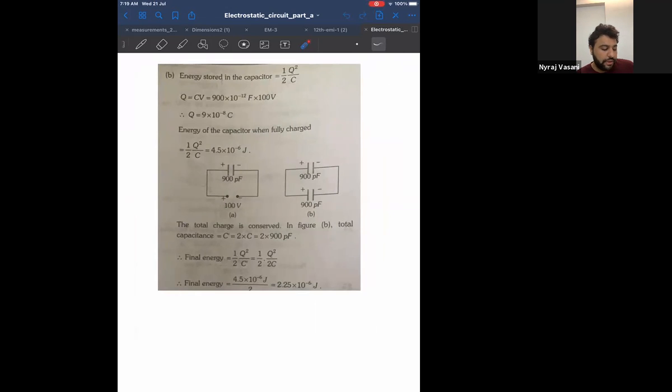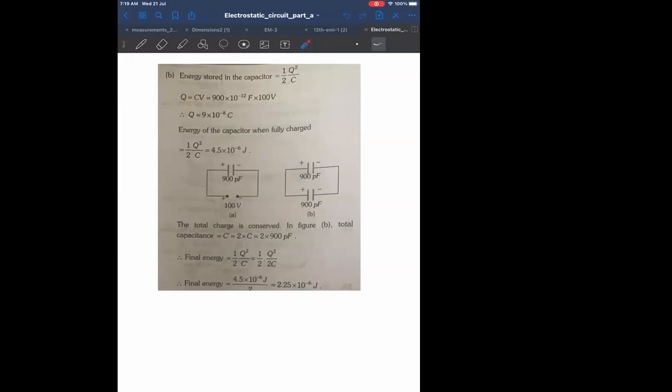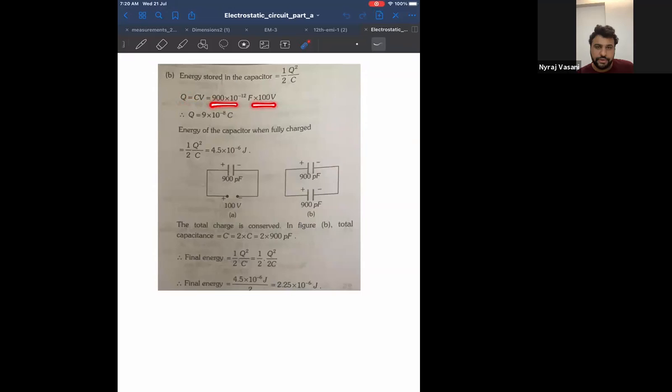Now, do you know this formula? Energy stored in a capacitor is Q squared by 2C. Everyone, energy stored in a capacitor is half Q squared by C. And you also know Q equal to CV. Tell me, what is Q? C is given, V was given, so I got some answer for Q.